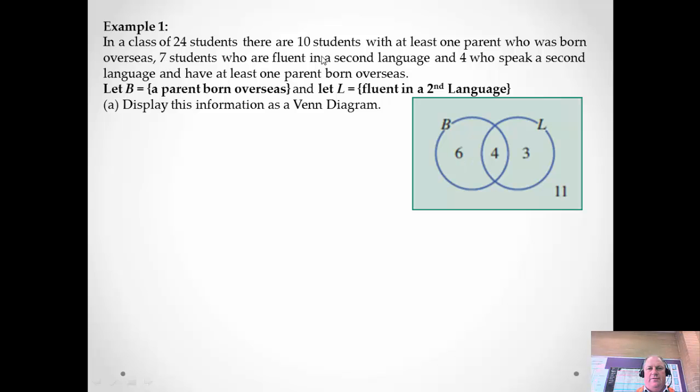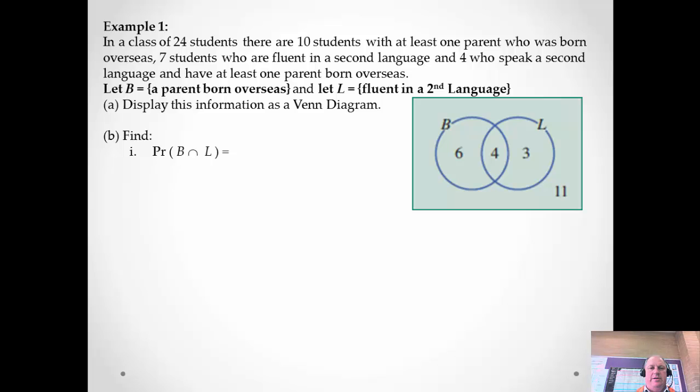Because there's 10 students in total born overseas, if 4 are there, then there must be 6 here. 7 students are fluent in a second language. We know 4 also have a parent born overseas, so there must be 3 in this part of the circle because the total language circle adds up to 7. Those 3 numbers we're putting add up to 13, but we're told there's 24 students in total. So there must be 11 students, 24 take 13, who don't have a parent born overseas and don't speak a second language.